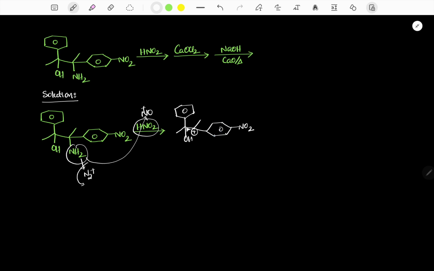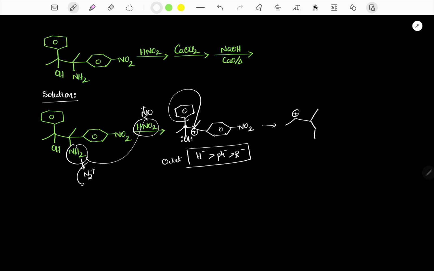Suppose this carbon gets a positive charge, so lone pair octet is possible. This is a case of octet, and when the octet case is present, the migrating aptitude is generally H minus, phenyl minus, R minus. It is the general migrating aptitude in the case of octet. Therefore here the phenyl minus migrates and the corresponding product is methyl C plus, benzene and nitrobenzene. After migration, it is the final product.